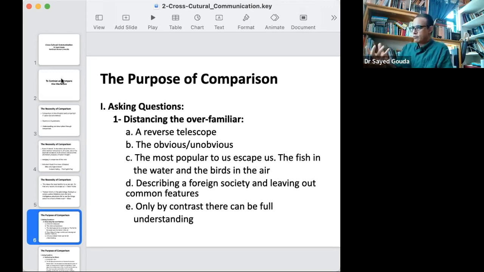For example, the fish in the water. The fish is the last creature that can realize the existence of water, because the fish lives in the water all the time. That's why it can't really realize the existence of water. The same with the birds in the air. The birds in the air also tend to miss the existence of the air, and we realize the existence of these things only when we get a problem related to them. For example, we never realize that we are fine and healthy unless we fall sick.